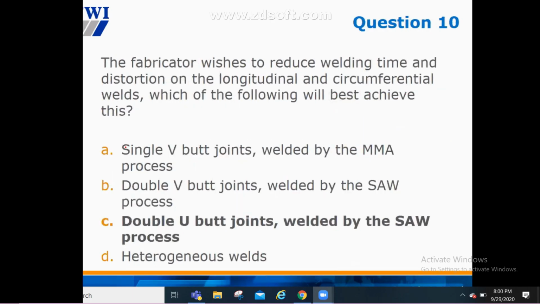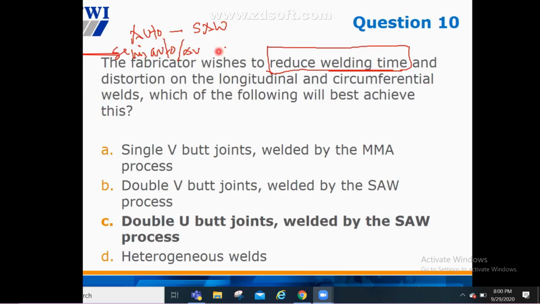All right, last question. A fabricator wishes to reduce welding time. So to reduce welding time, we may refer to welding processes like auto or semi-auto. It can be an auto process, we can use SAW, or semi-auto or auto MIG, or we can use flux core. So that's reducing welding time.